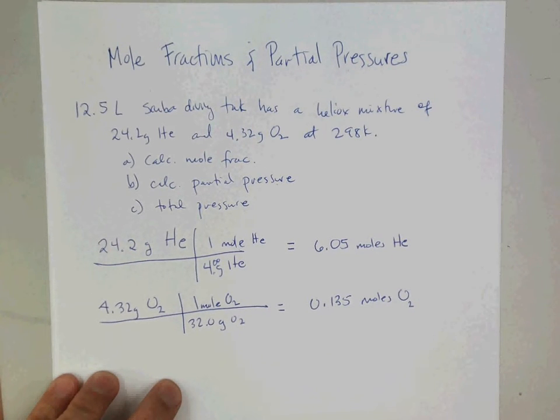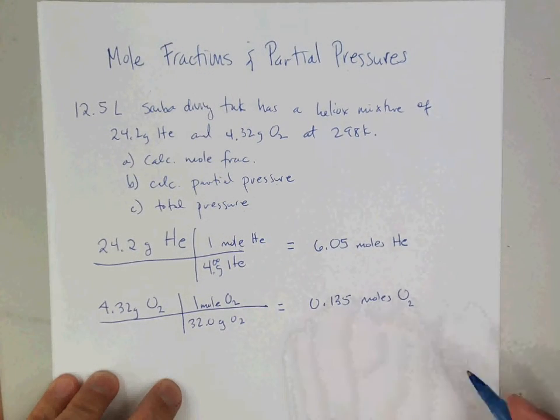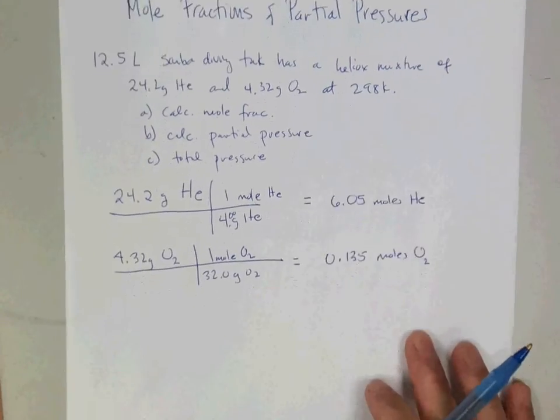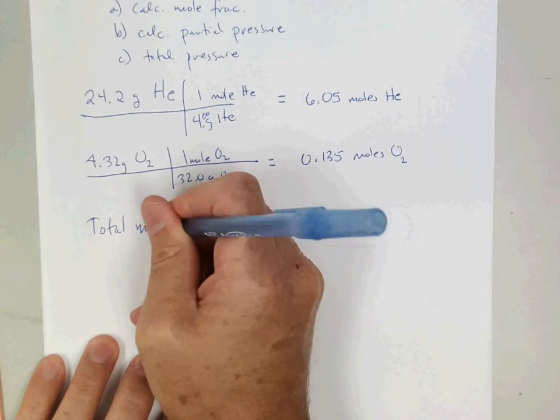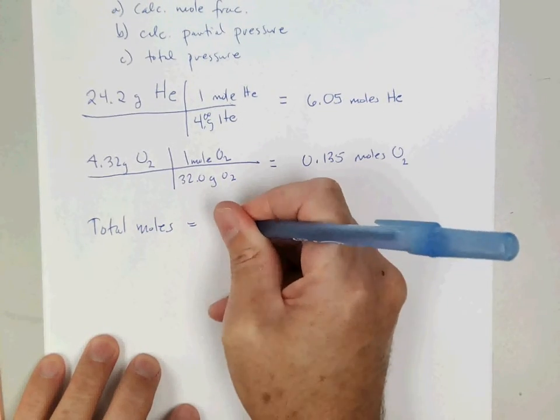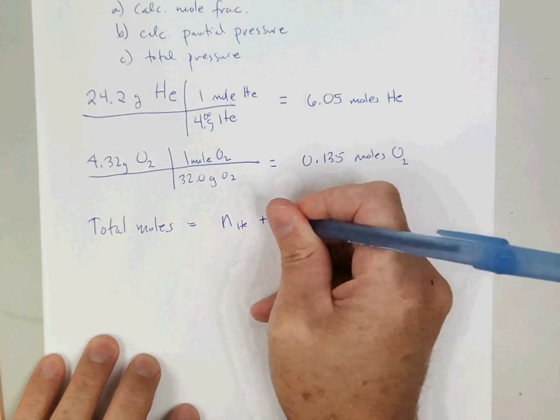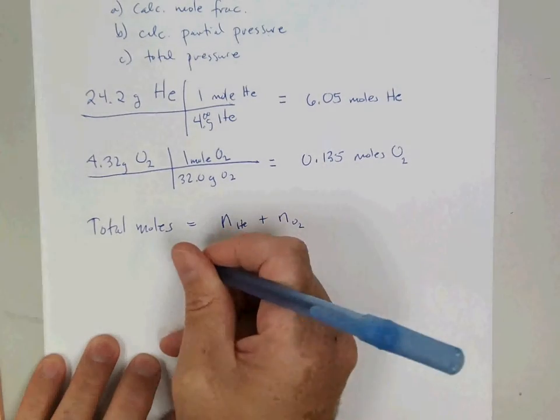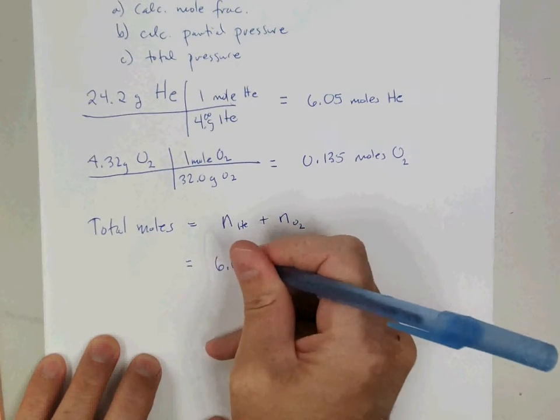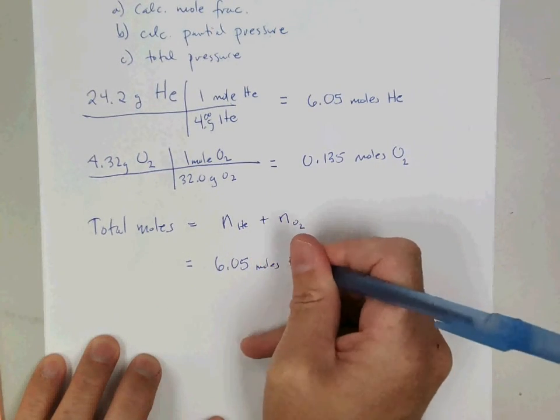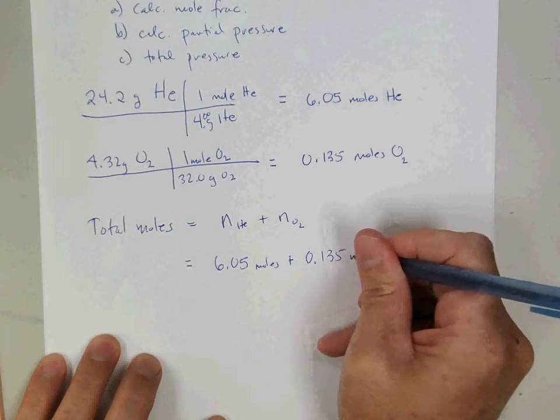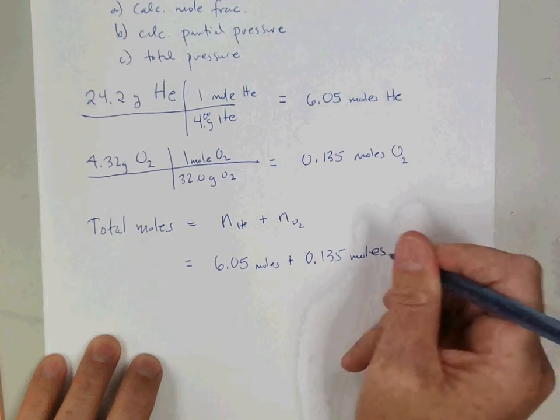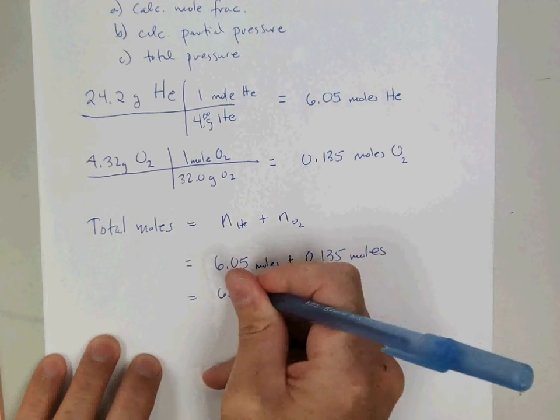Now to find the mole fraction, we of course need part over the whole. So we need to know how many total moles. Well, we can easily do that by just adding. So total moles is equal to moles of He plus moles of O2. So moles of helium, 6.05 moles, plus moles of oxygen from up here, 0.135 moles. And we're going to add these together and get 6.185.